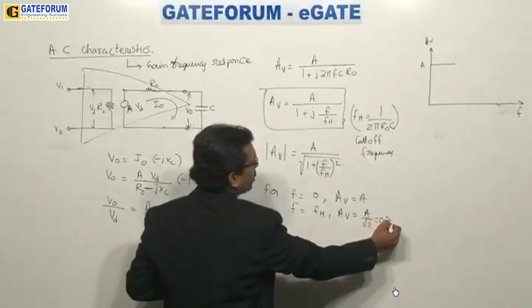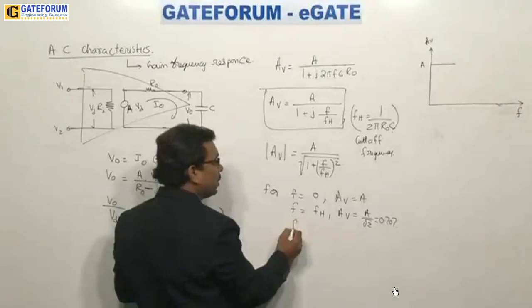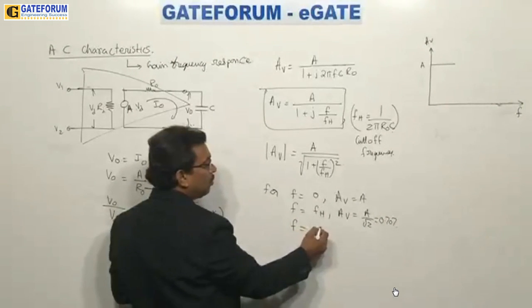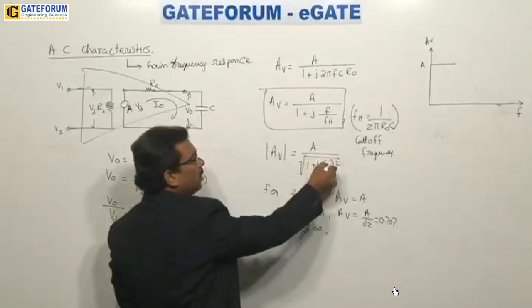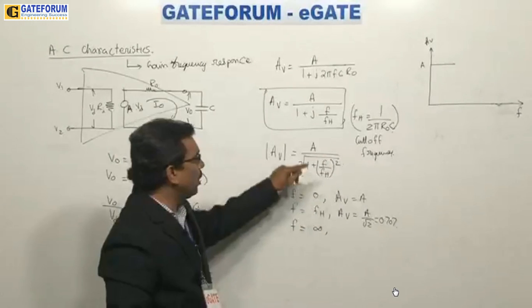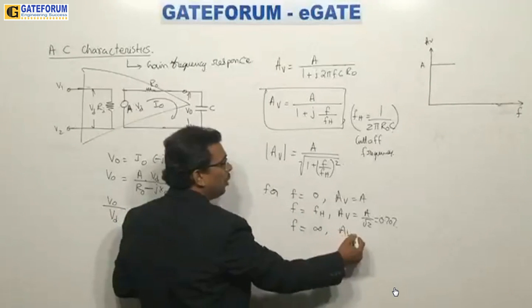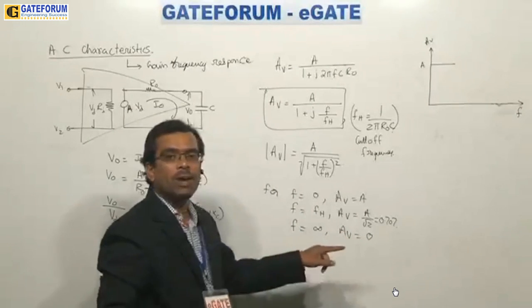Root 2 value is 0.707. This is how I get 0.707. Now, if F is increased to infinity, then 1 by anything, infinity by anything is infinity. 1 plus infinity is infinity. 1 by infinity is 0. So, it means now AV value will become 0.